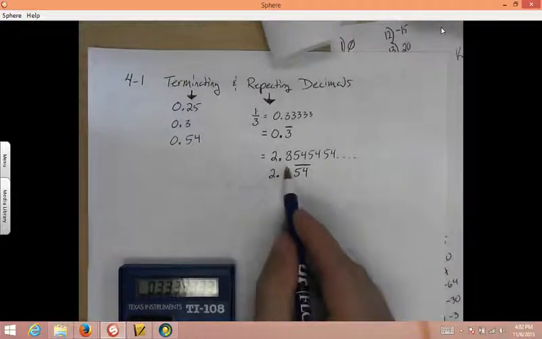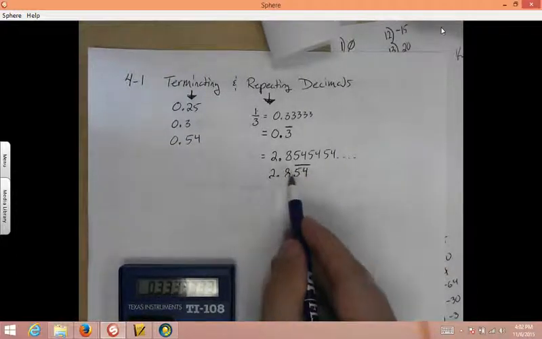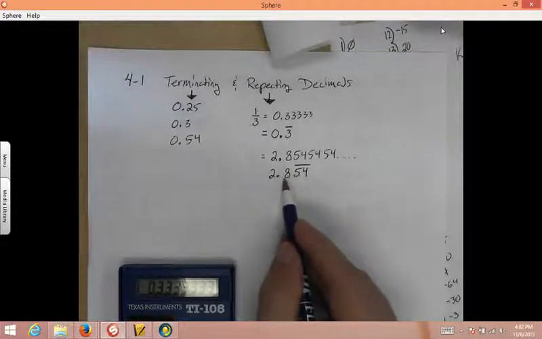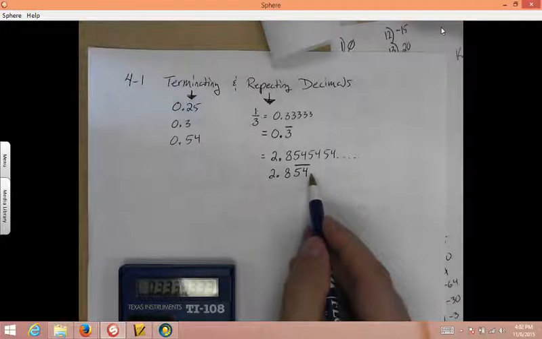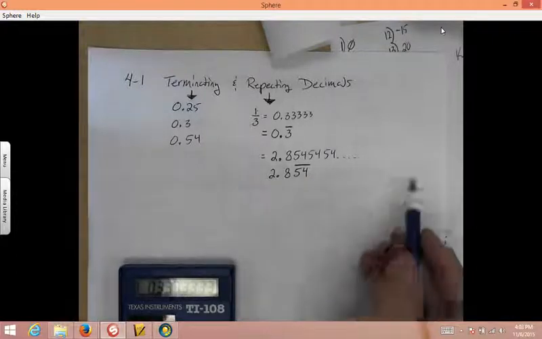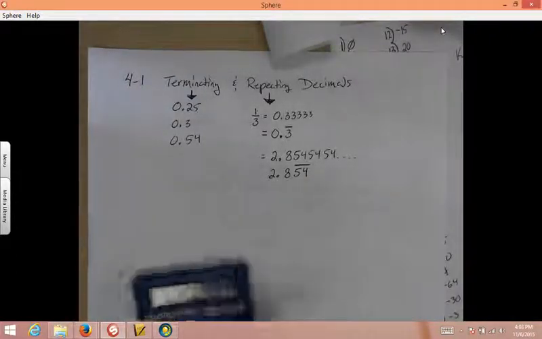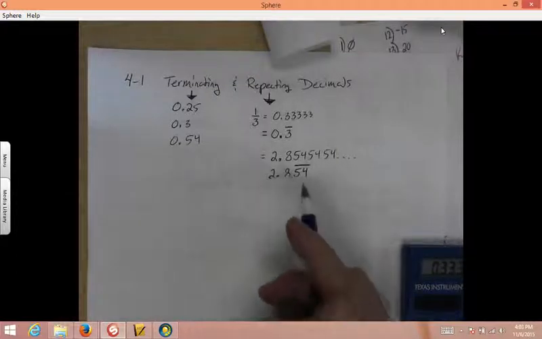If you put the bar over the 8 also, then that would mean that it goes 854, 854, 854. But since the bar is only over the 5 4, that means right after this it goes 5 4, 5 4, 5 4 forever. And that's the difference between terminating and repeating decimals.